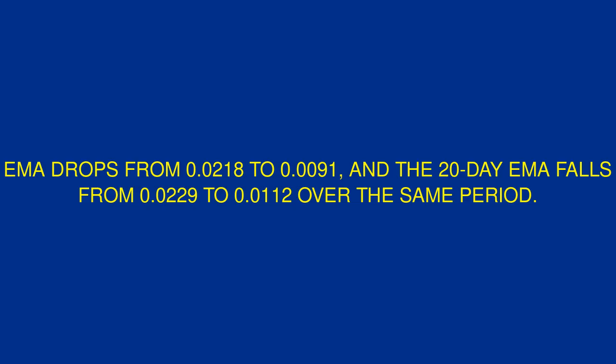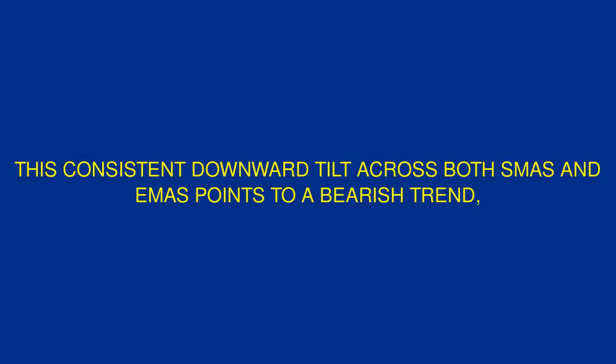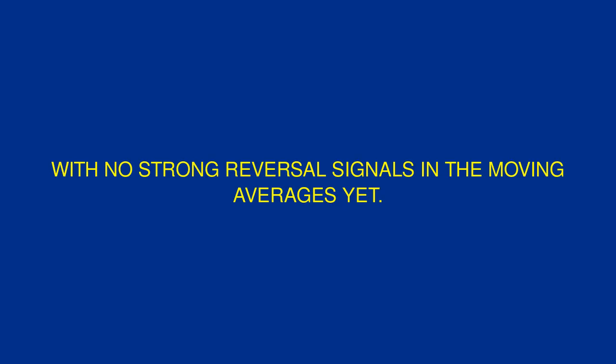The 10-day EMA drops from 0.0218 to 0.0091, and the 20-day EMA falls from 0.0229 to 0.0112 over the same period. This consistent downward tilt across both SMAs and EMAs points to a bearish trend, with no strong reversal signals in the moving averages yet.